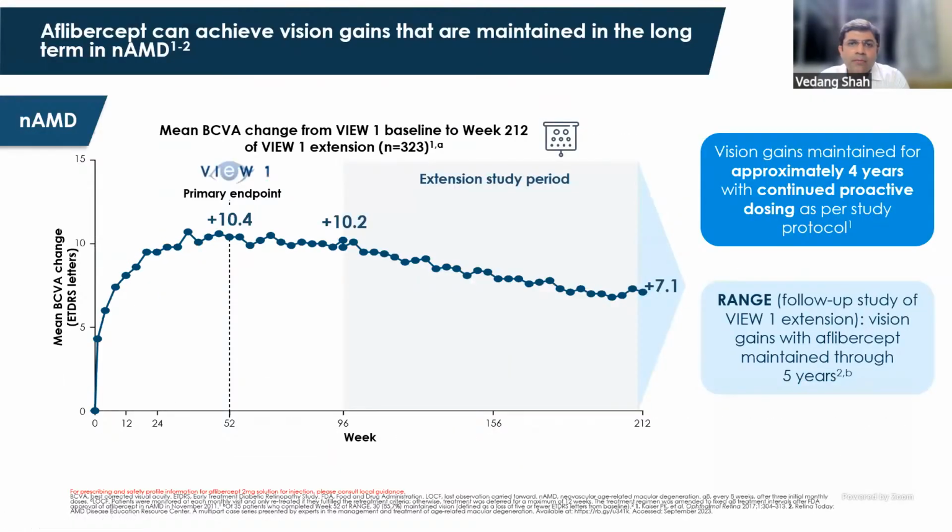When the extension was continued and the mean BCVA change was noted in the VIEW 1 study, from baseline to week 212, it was noted that some amount of visual acuity was maintained over the 5 years, though some patients dropped out, and some patients had repeated, multiple injections required. However, the overall dosing was studied, and it was found that the visual gain was approximately maintained with proactive dosing as per the study protocol.